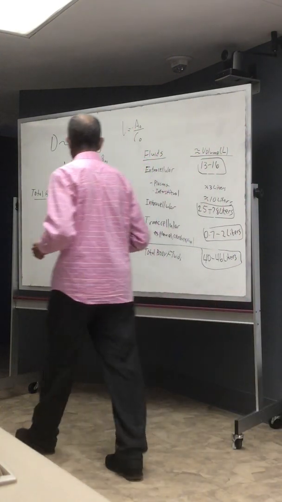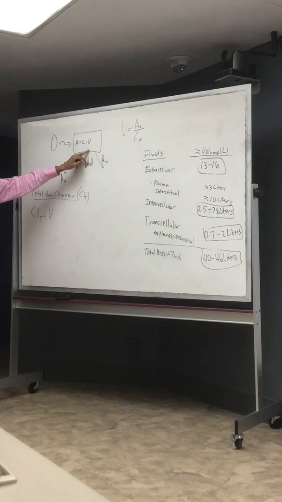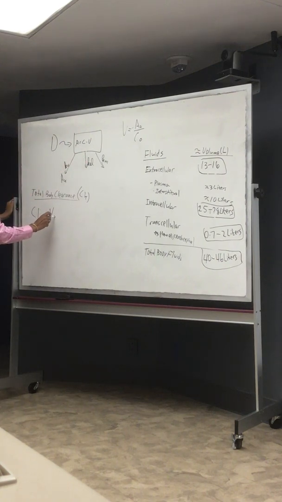And total body clearance, one way of calculating it is the volume of distribution, that's this V right here, that's this apparent volume, times the first order rate constant, KEL.